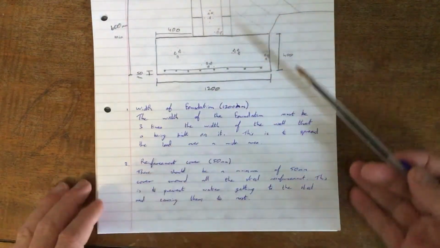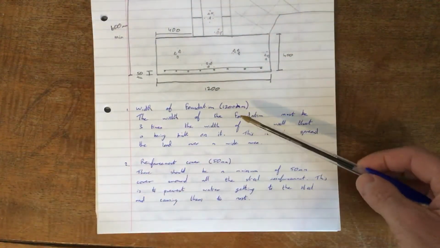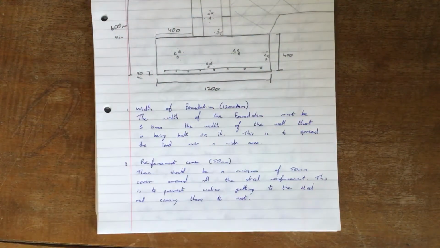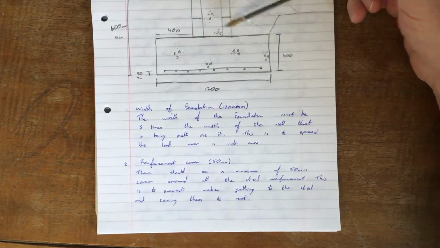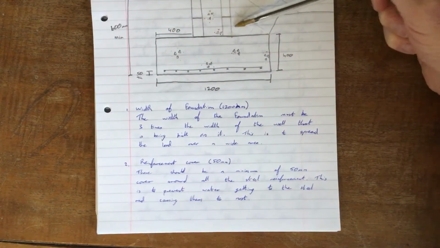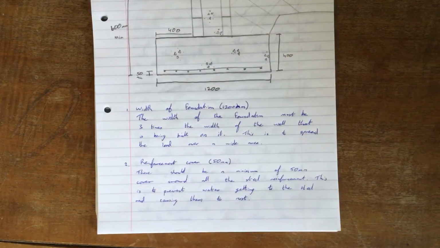The first one I've talked about is the width of the foundation being 1,200 millimeters. The width of the foundation must be 3 times the width of the wall. My wall is 400, it says in the question, so I have 400, 400 and 400 for the wall that is being built on it. This is to spread the load over a wide area. So just a small few notes.